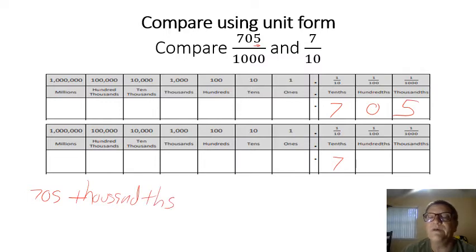And now I've got 7/10, but now we want to make them both the same length. We want to make them both thousandths, I mean. So I'll put 2 zeros in. I can see now I have 700 thousandths. So I can see now that 705 thousandths is larger than 700 thousandths. So it's going to be the greater than sign.